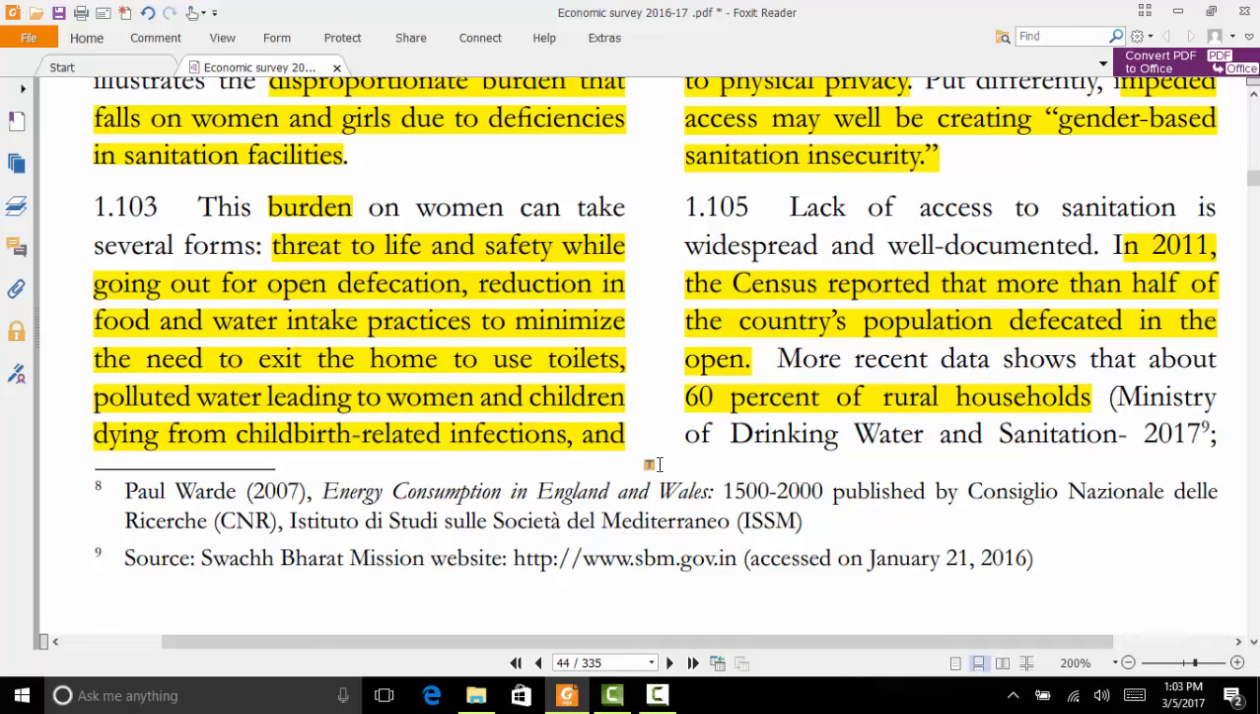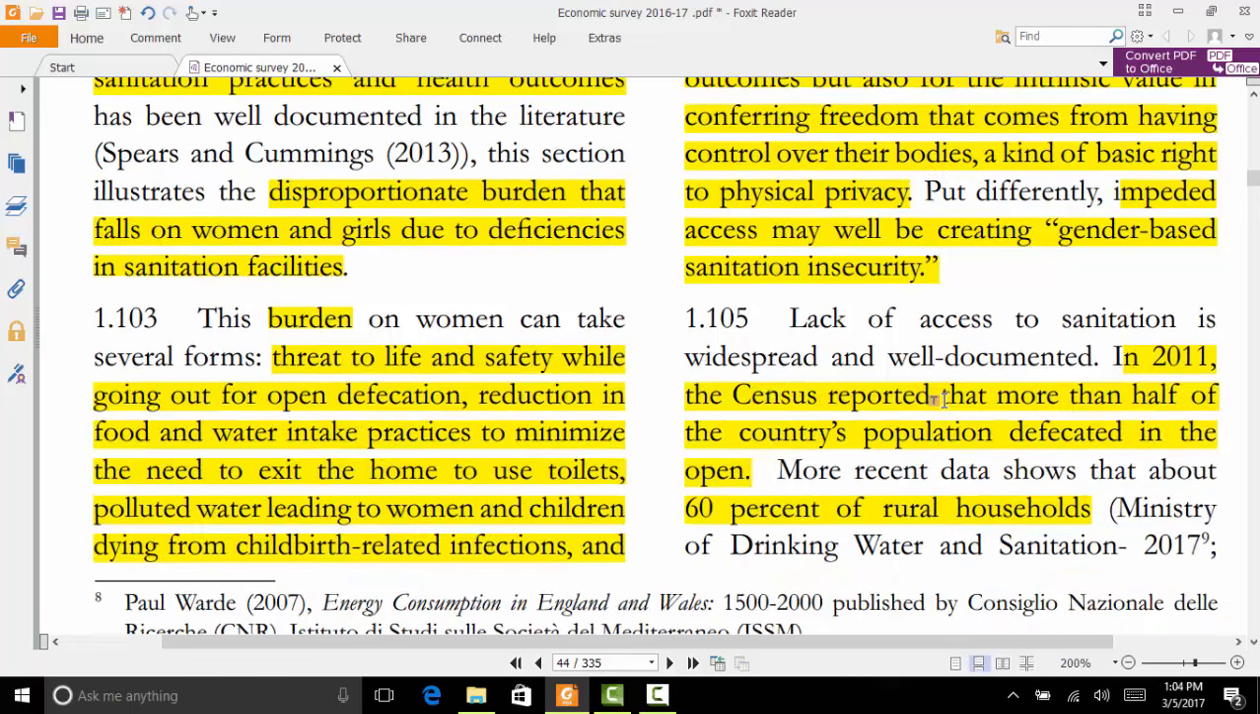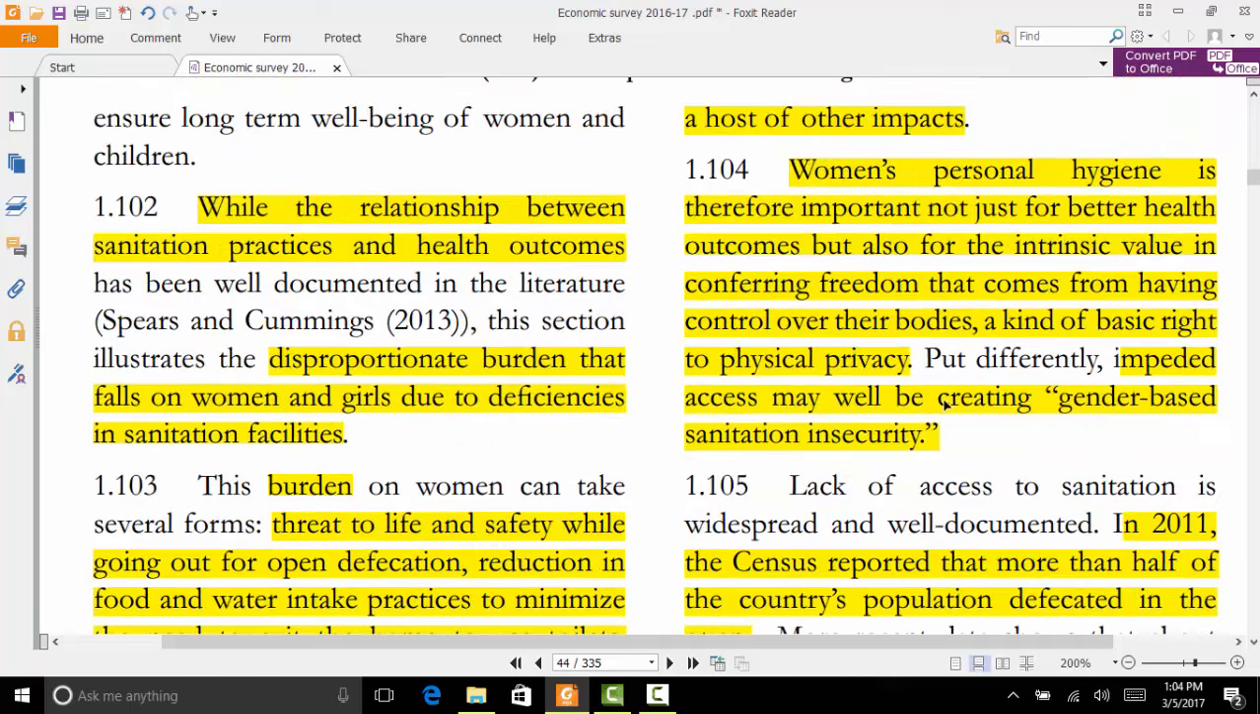I believe you understand the other points. These are next. It talks about women's personal hygiene, not just better for health, but also has intrinsic value in conferring freedom that comes from having control over their bodies. Try to bring these kind of emotions somewhere in your answer writing. A kind of basic right to physical privacy. Then it elaborates in a very beautiful line that impeded access may well be creating gender-based sanitation insecurity. So 1.104, very good paragraph it is.